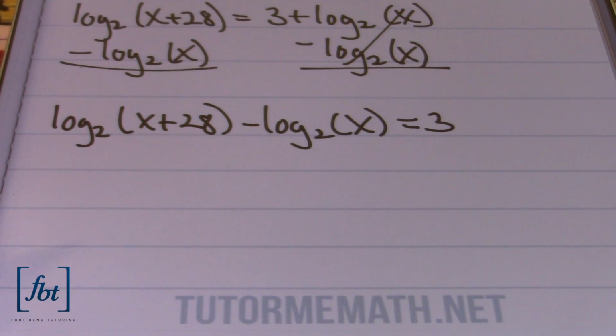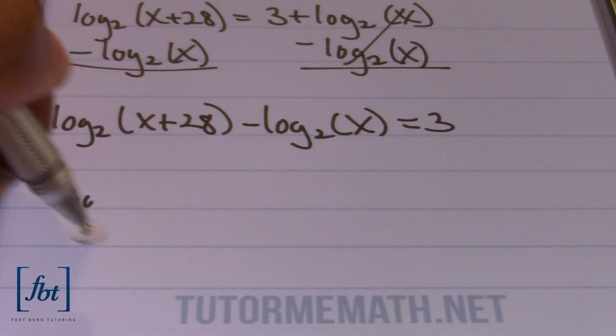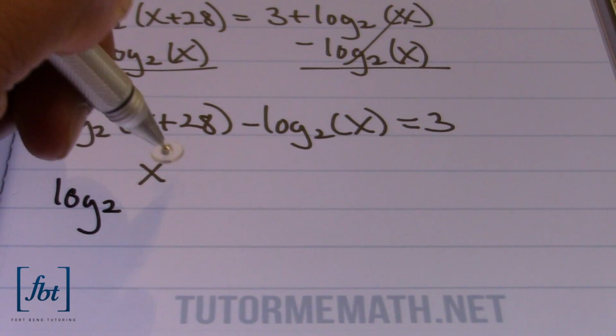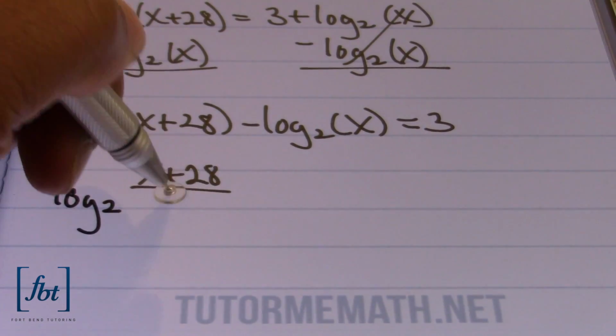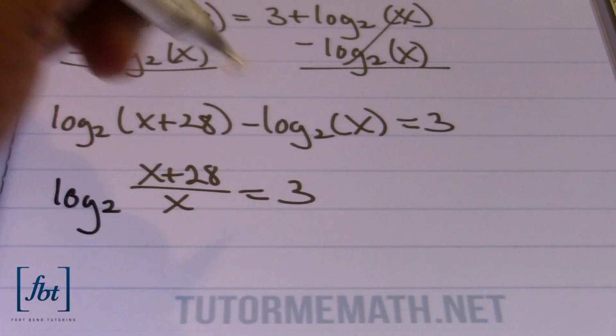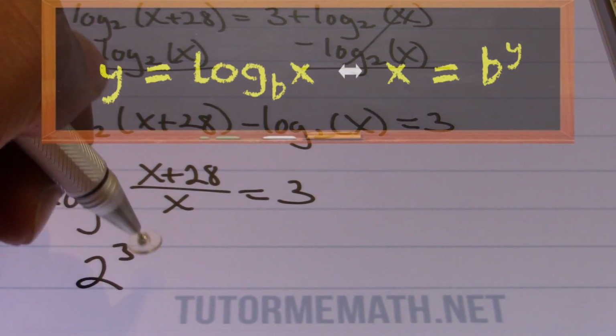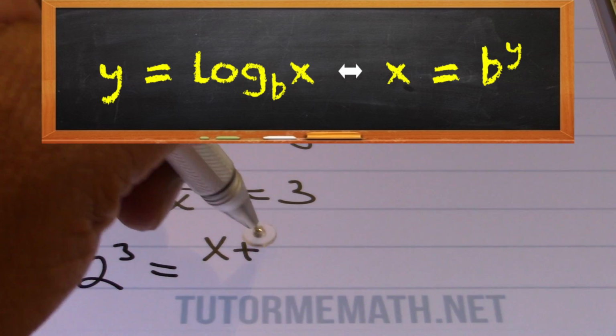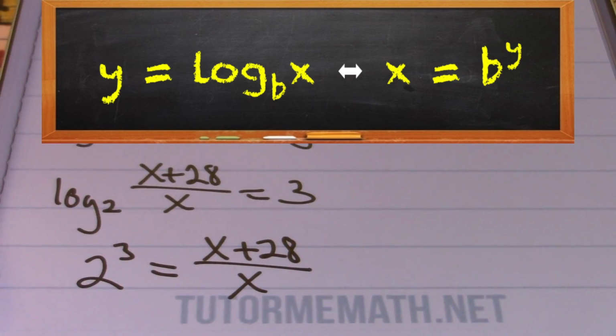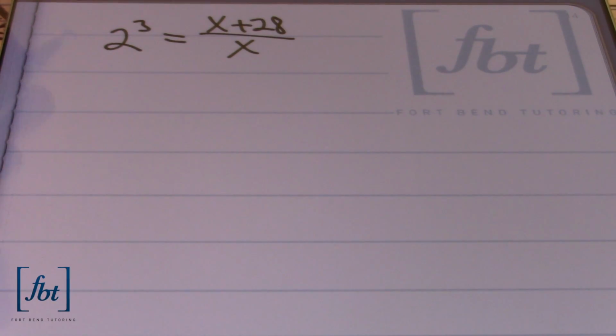Because we have the difference of two logarithms with the same base, we can use the quotient rule. In this case, that means I'll be rewriting this equation as log base 2 of the fraction x plus 28 over x, and that equals 3. Mind you, we currently have a logarithmic equation. So what I'll be doing next is converting this logarithmic equation into exponential form. So I end up with 2 to the third power equals x plus 28 divided by x. From here, I'll be rewriting our equation as a proportion.